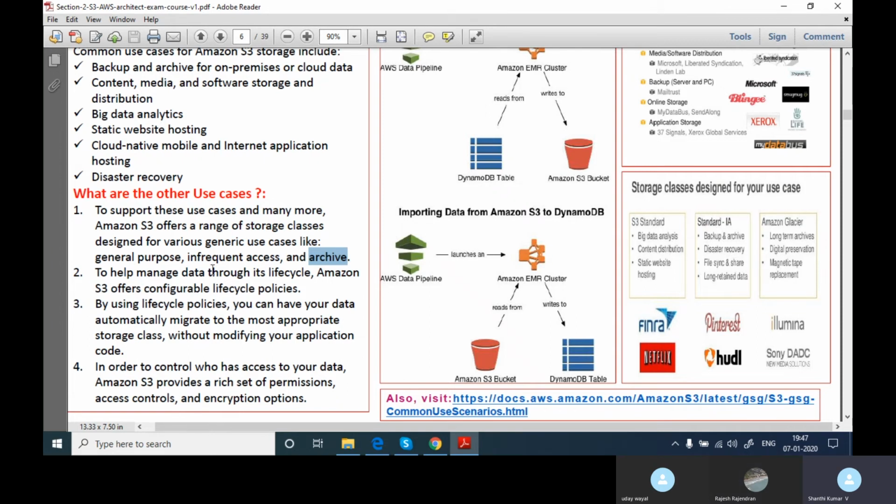So to help manage data through its lifecycle, Amazon S3 offers configurable lifecycle policies. By using lifecycle policies, you can have your data automatically migrate to the most appropriate storage class without modifying your application code. Let us say this is the concept we discussed, with different life cycles, dividing the files: which file you are using frequently, which file you are going to put in cold storage. That segregation needs to be done.